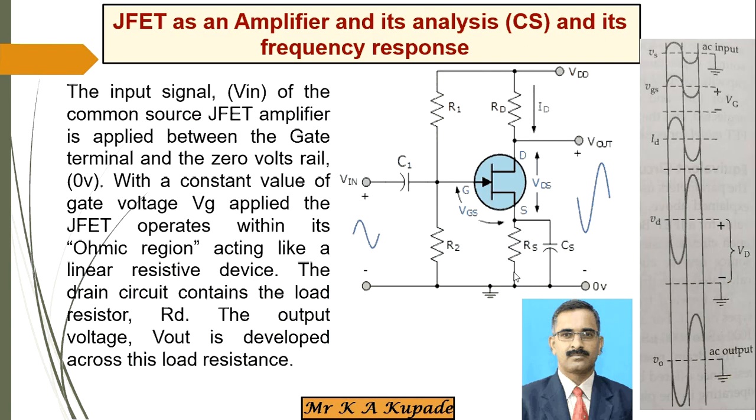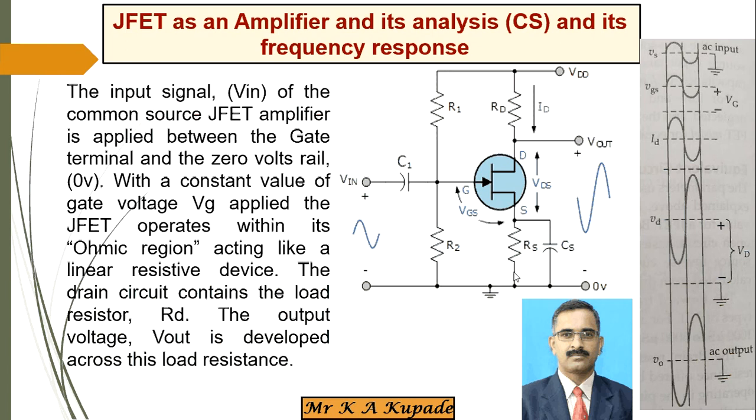Up to now, we have discussed how that biasing consideration is done. Now, when the input signal is applied to this common source JFET amplifier, it is applied to the gate terminal and the negative terminal; in between them you are applying the V in for this common source JFET amplifier, right?